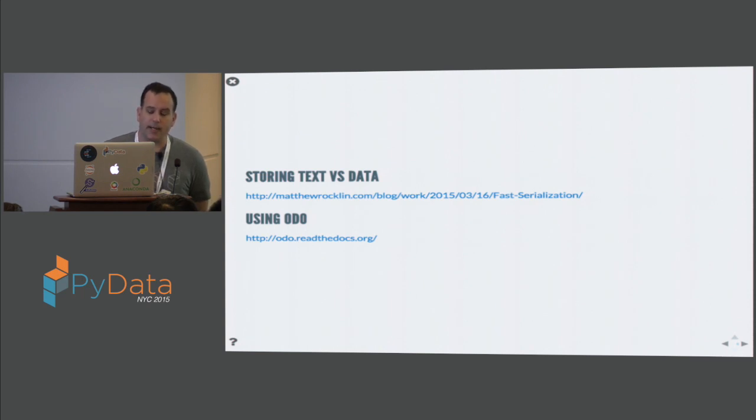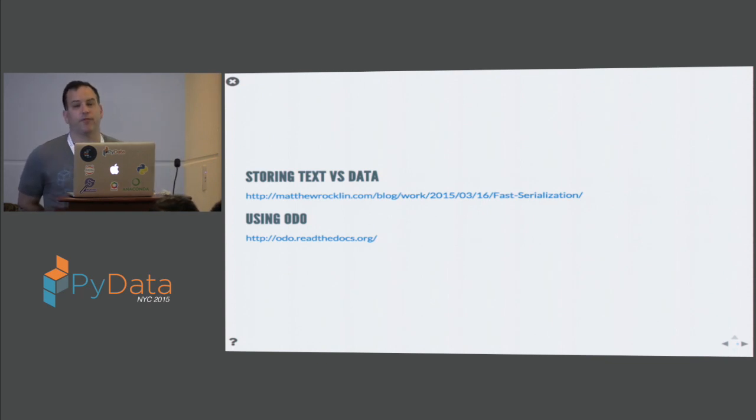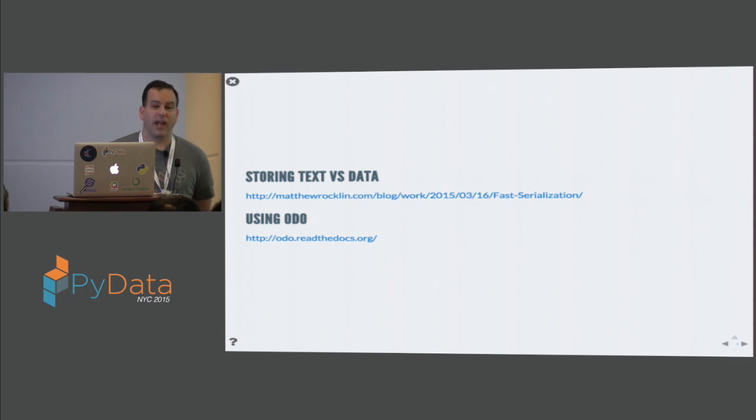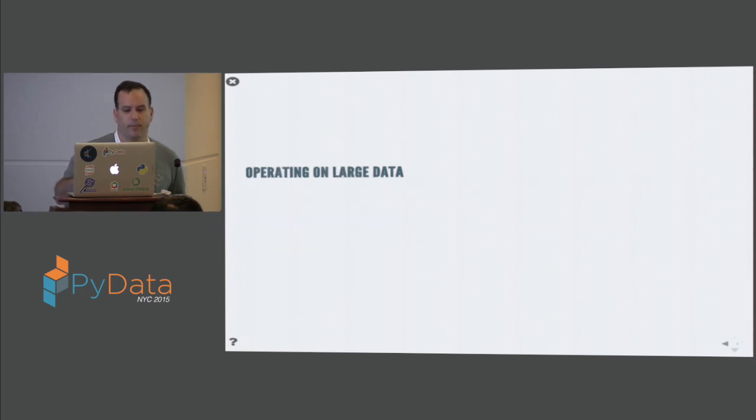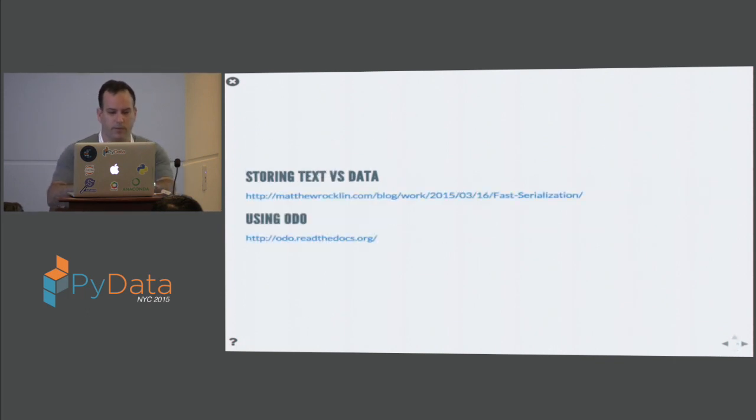Further, I'll mention the Odo library. This library provides a set of converters to and from data frames and NumPy arrays, and lots of other things, much more so than Pandas does, things like HDFS and S3, and we actually support S3 now too.